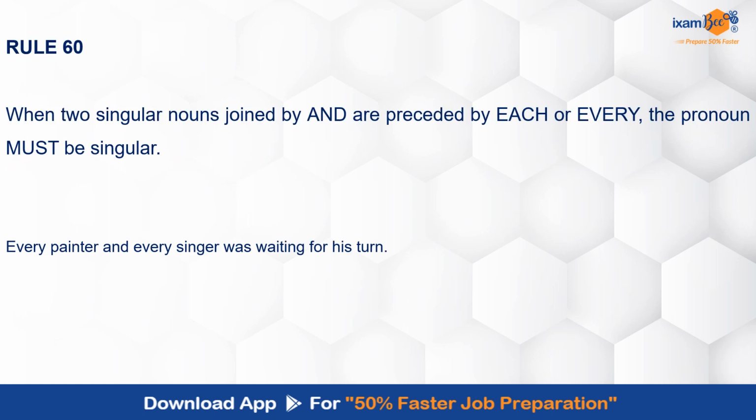Last rule for today, it says that whenever we have joined two nouns, and each noun is preceded by each or every, then your pronoun must always be singular. All right, so here: every painter and every singer was waiting for his turn. You can also write her turn, but this must always be singular, right?